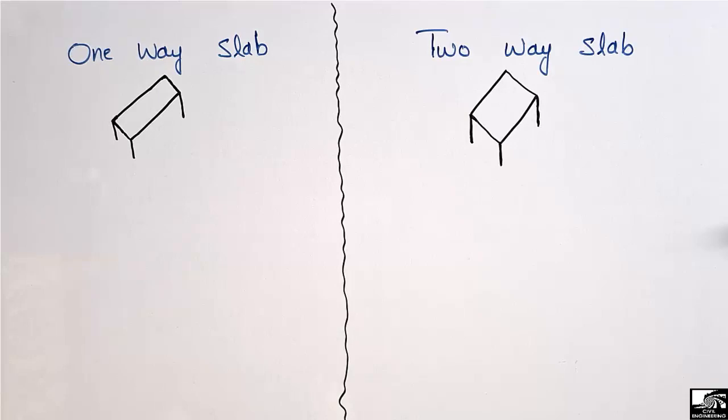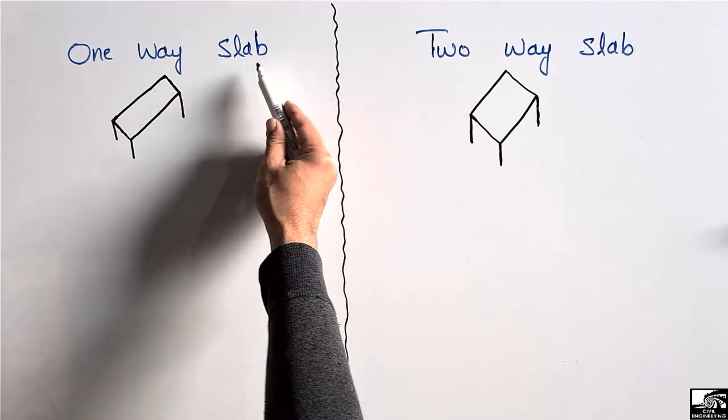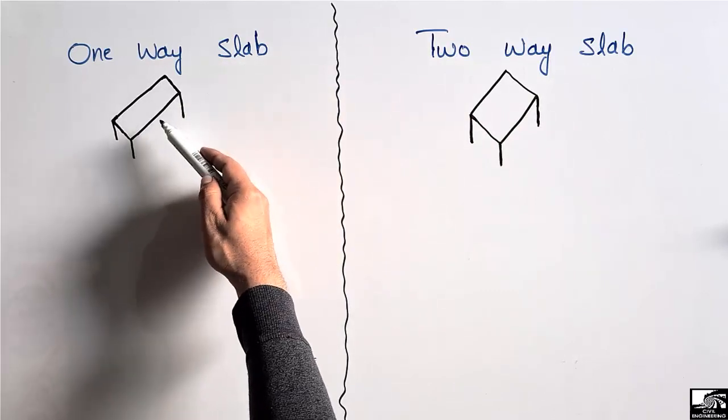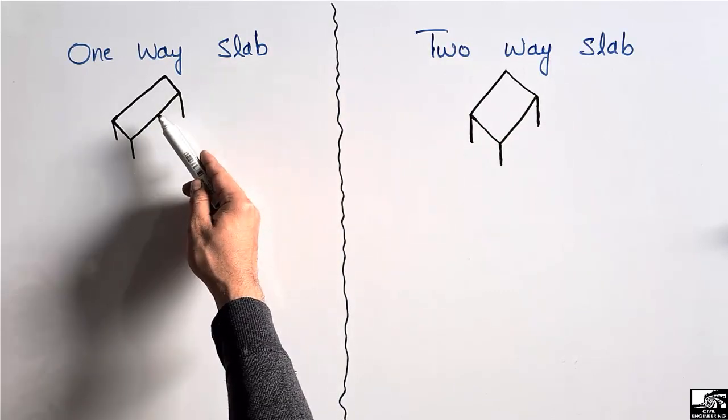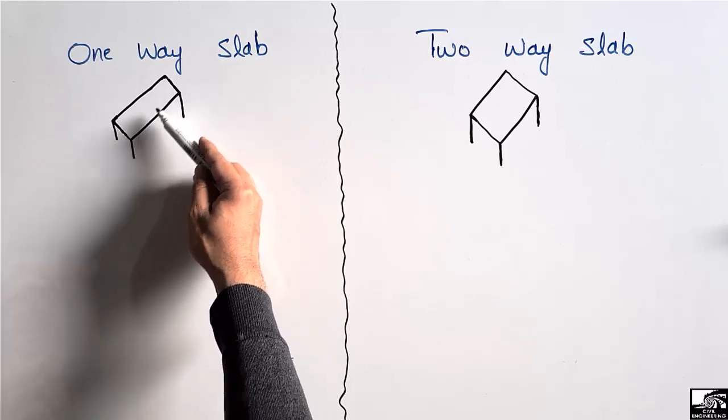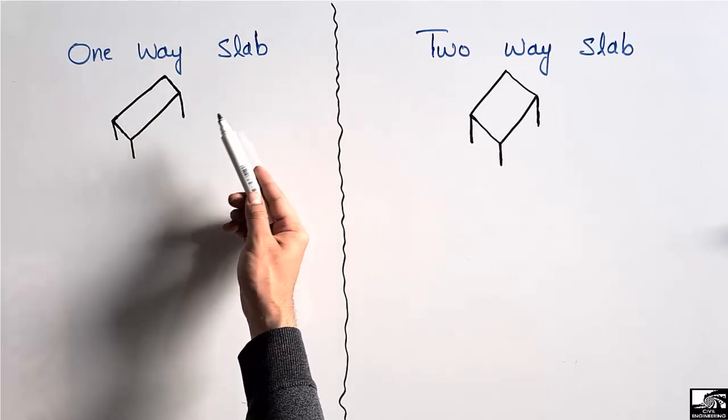Today's lecture is about the difference between the one-way slab and the two-way slab. The slab is a flexural member, like the beam, and is used to take the load and transfer it to the structure below, while a slab is mostly used as a floor.